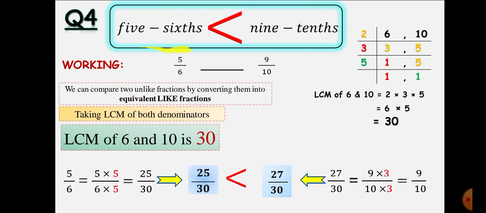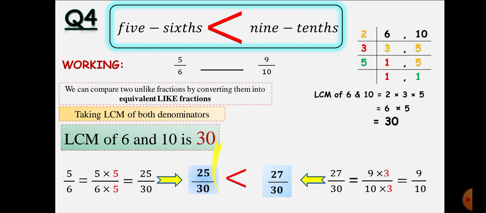Then I have 5 sixths and 9 tenths. 5 sixths basically means 5 over 6, and 9 tenths basically means 9 over 10. First of all, they are unlike fractions, so we have to make them equivalent fractions. We take the LCM of 6 and 10, that is 30. Then 5 over 6 is going to be multiplied by 5 to make our denominator 30, and 9 over 10 is going to be multiplied by 3 to make the denominator 30.